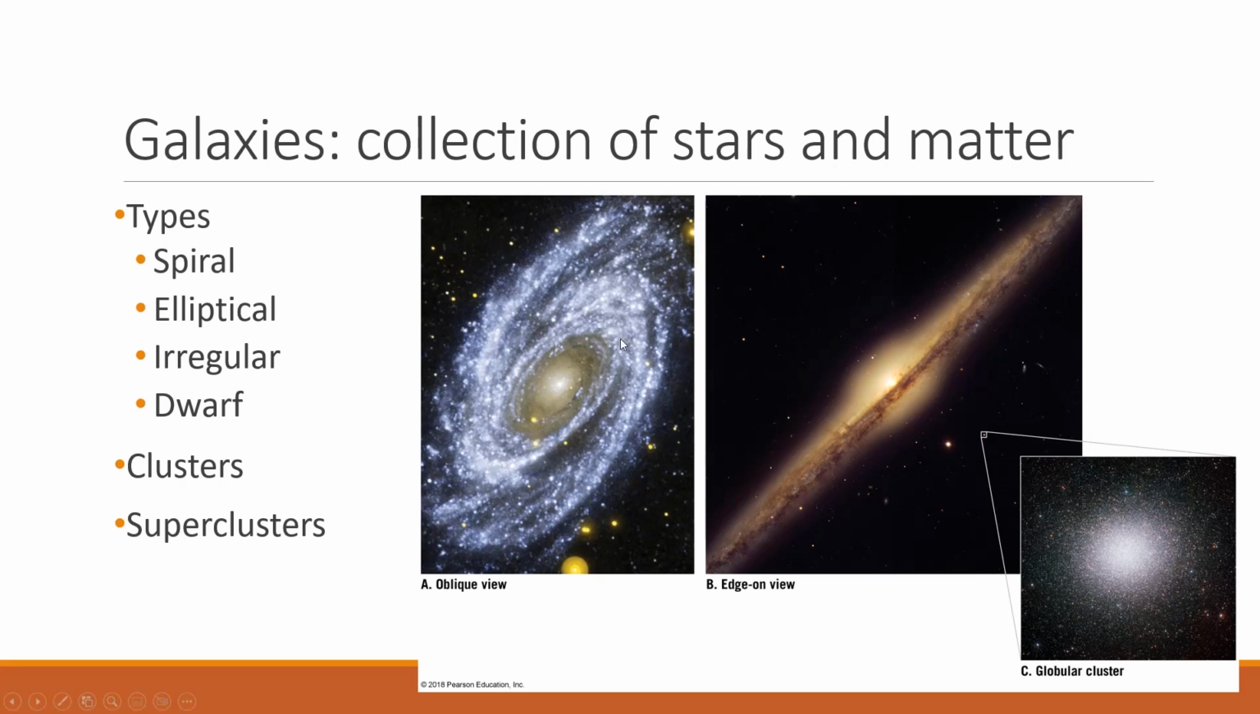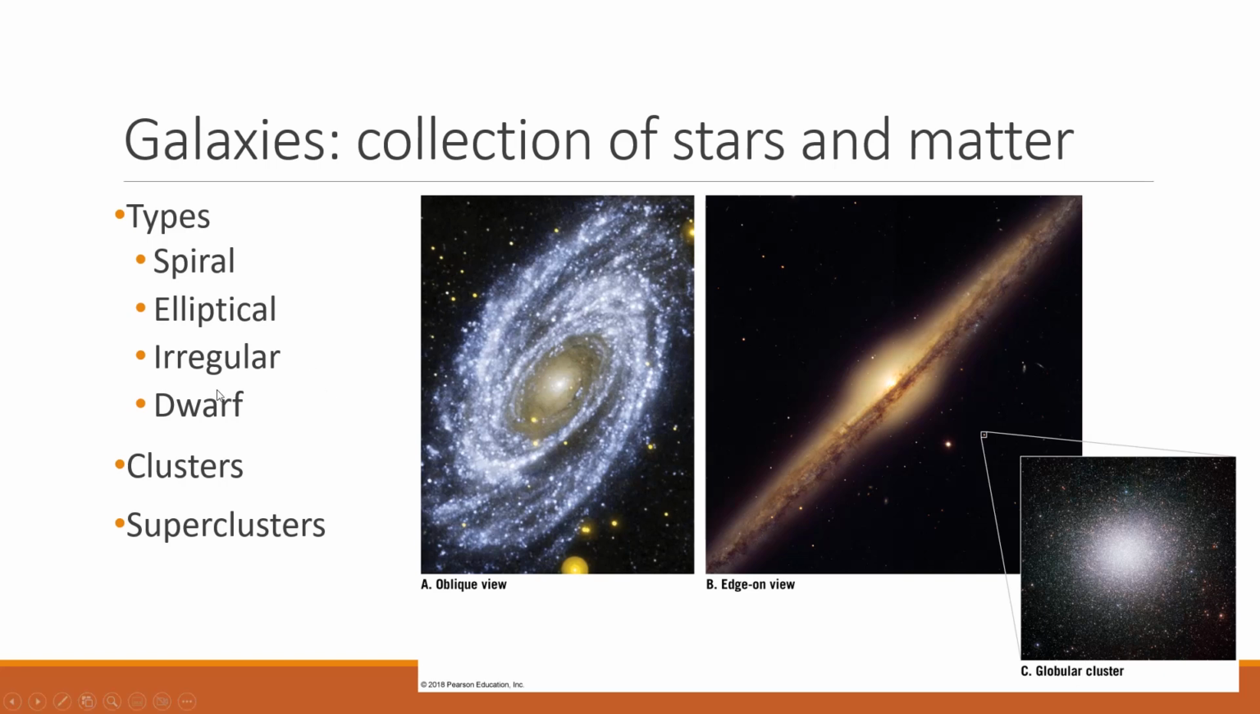So here we have an example of a spiral. This is the side view of a spiral. They can be elliptical, where they're a little bit more spread out. They can be irregular, where they don't have a nice pattern to them. They can also be dwarfs, where they're smaller than usual.